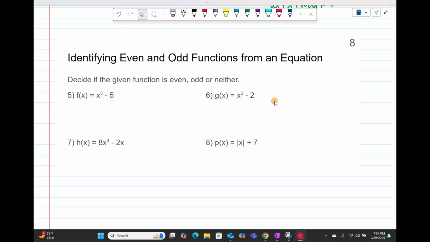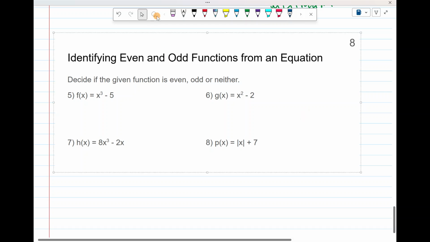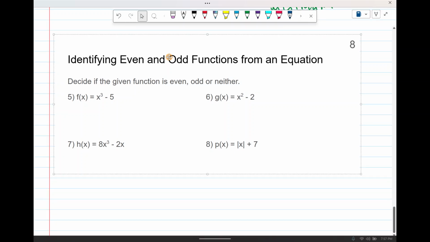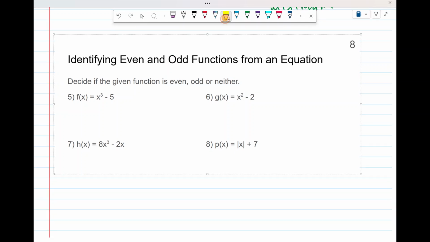In this video, we are going to go over an example of how to decide whether a given function is even, odd, or neither. In particular, we are going to do number 8. The other 3 problems were done earlier in class.